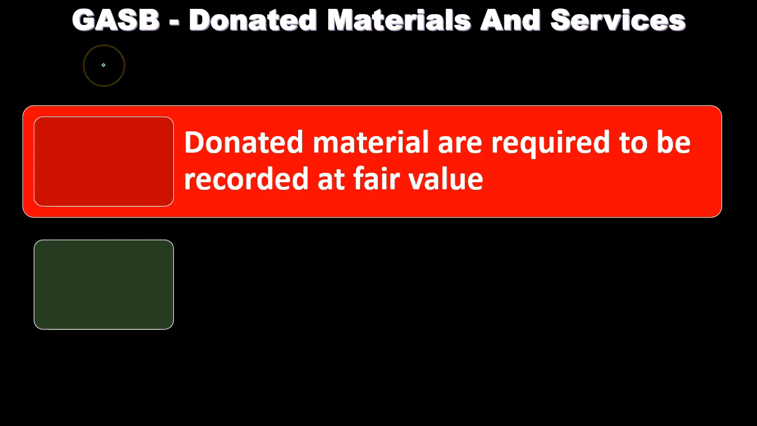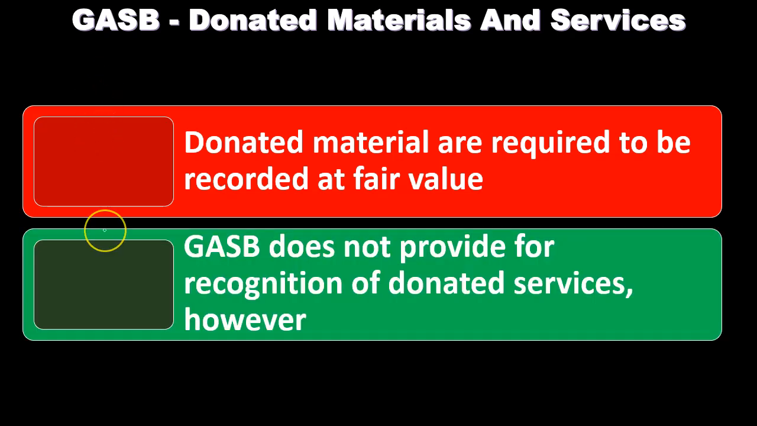Now we're going to talk about GASB, donated materials and services. We're on the governmental side of things as opposed to the non-governmental side of things. The donated materials are required to be recorded at fair value. If we think about the services, on the other hand, GASB does not provide for recognition of donated services. So that's going to be the difference between GASB and FASB, the non-governmental, not-for-profit, and the governmental, not-for-profit.